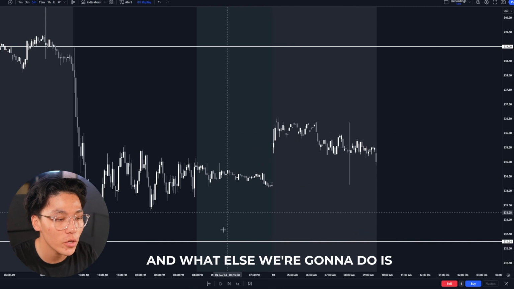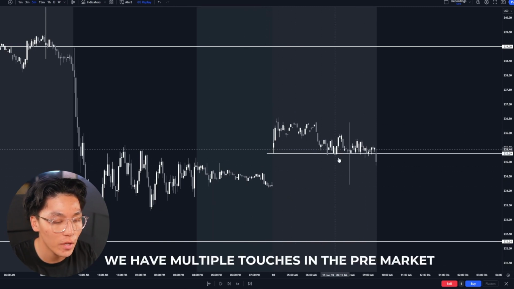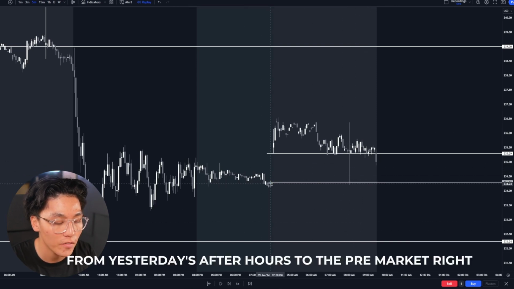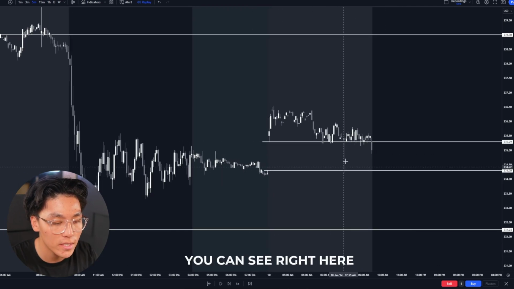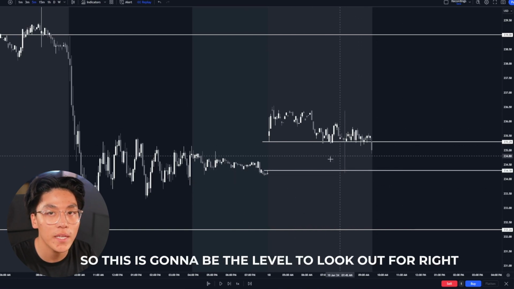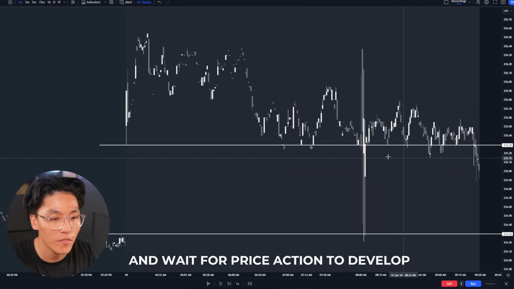And what else we're going to do is be marking out key levels in the pre-market. Right here, you can see that this is a very key level. We have multiple touches in the pre-market. We can also mark out this gap level that it has, right? From yesterday's after hours to the pre-market, we formed this gap level. You can see right here, we also touch it with this imbalance. So this is going to be the level to look out for, right? So now we'll head on to the 1-minute time frame and wait for price action to develop.